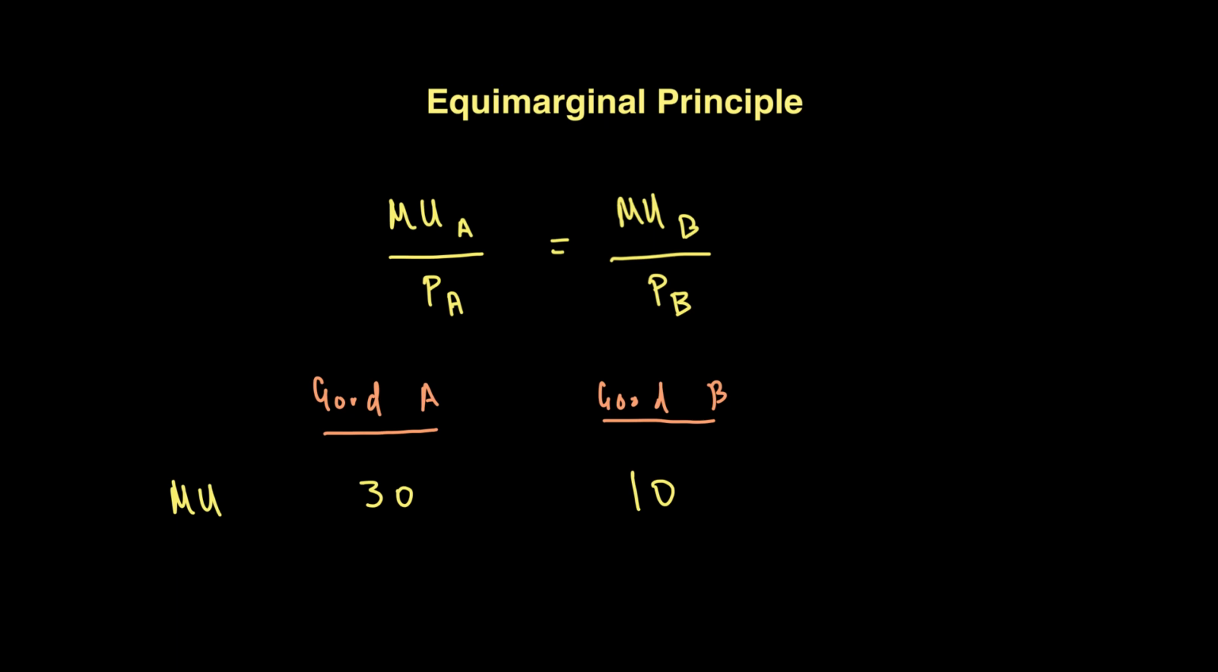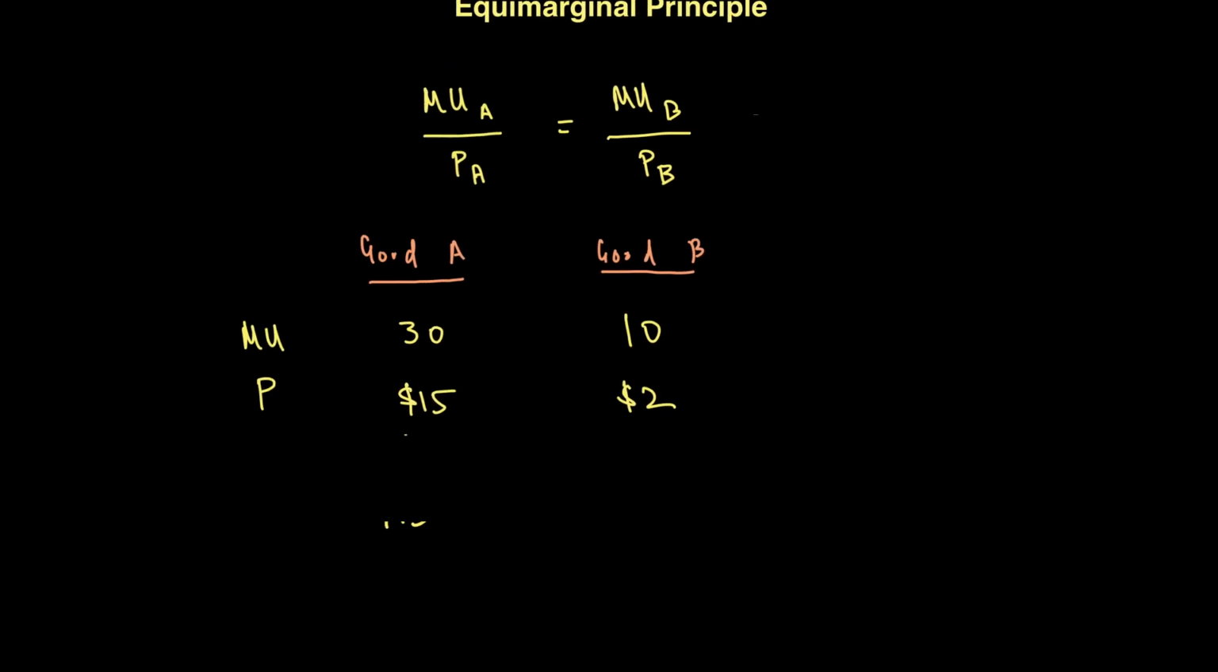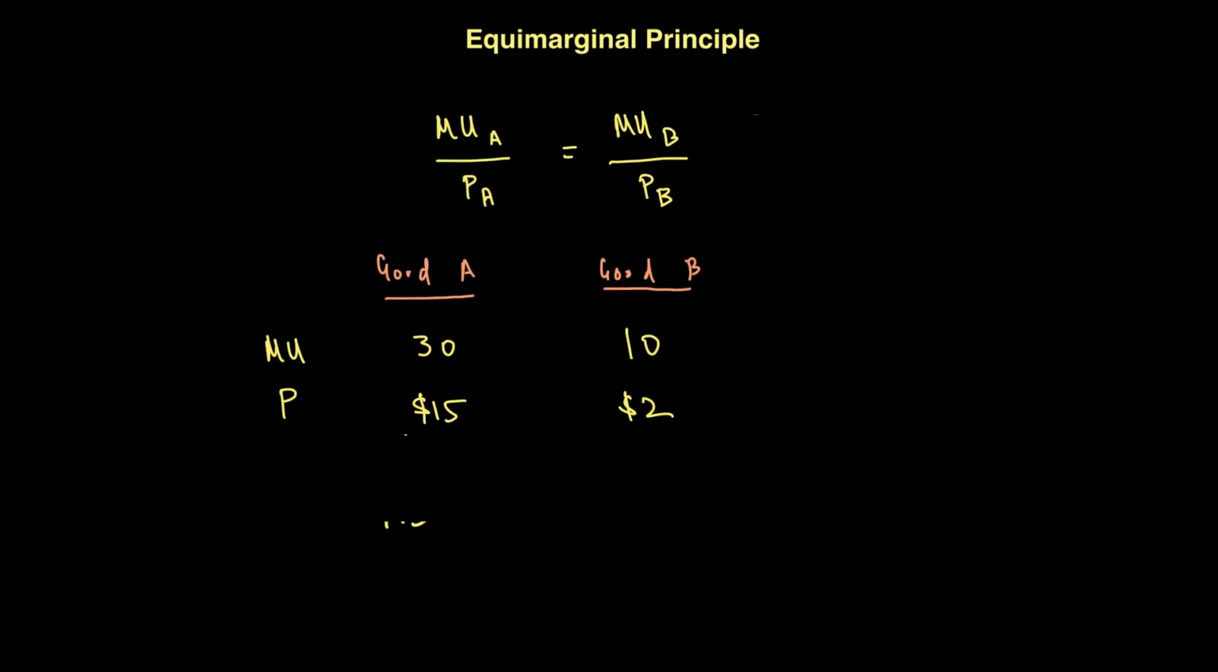But what if at the same time I tell you that the price of good A is, for example, $15, while the price for good B is, for example, $2. So while good A is definitely preferred over good B because it has a higher MU, it's also very expensive. It is $15 per unit versus good B is only $2. So a better way to look at things will be to look at marginal utility per dollar spent, because that can help us compare prices with the MU of both these goods.